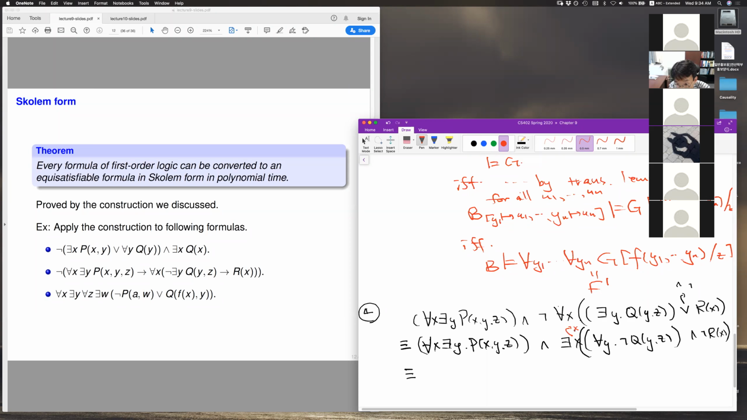So x became x prime. This also became x prime. We rename y to y prime, and that's it. And now we move all the quantification out.